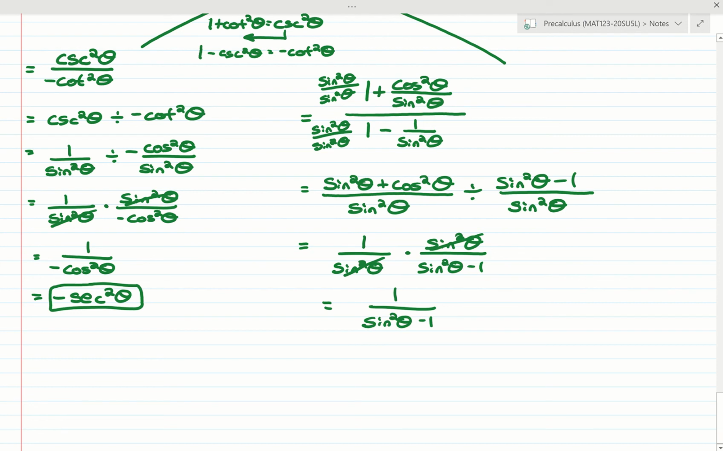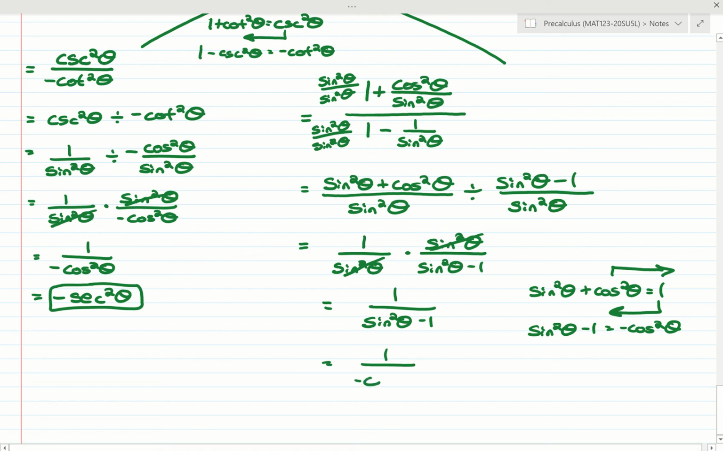Okay, so let's try to think about properties with sine squared and 1 in it. I know that sine squared of theta plus cosine squared of theta is 1. So what's sine squared of theta minus 1? We just have to rearrange our property. That's negative cosine squared of theta, and you can see where this is going. 1 over cosine squared is secant squared of theta.